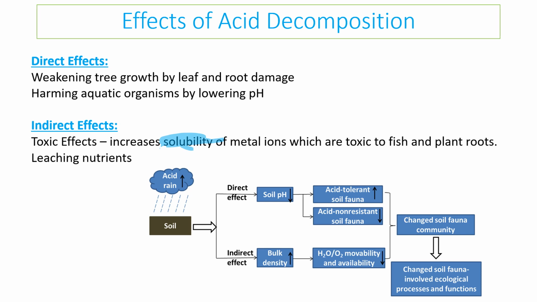So here we can see a flow diagram of this. The acid rain goes into the soil. It can go directly affecting the soil pH. That can affect plants, so ones that are acid tolerant will increase in numbers, acid non-tolerant or non-resistant will go down, and that will lower the biodiversity. The indirect effect of that is that it will cause the mobility of water, it will change oxygen availability and nutrient availability and increase its chance of heavy metals going into the plant, and again that will lower the biodiversity.